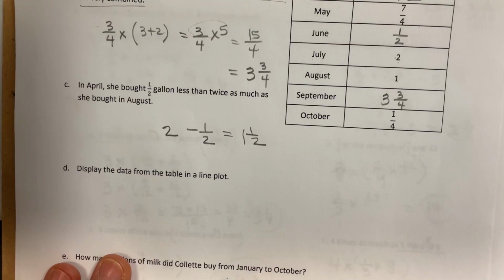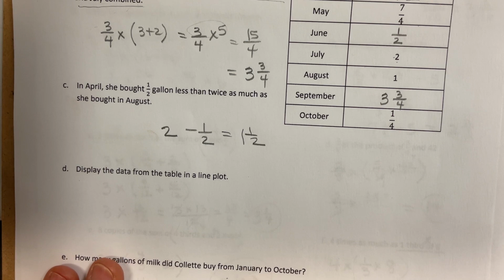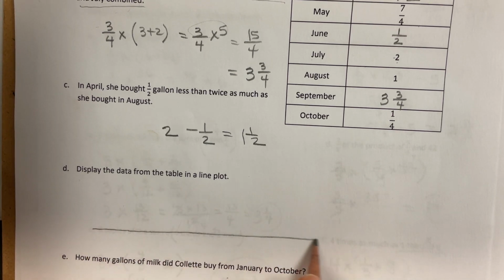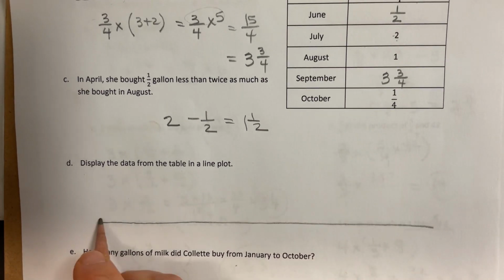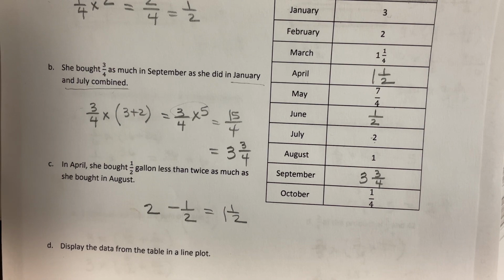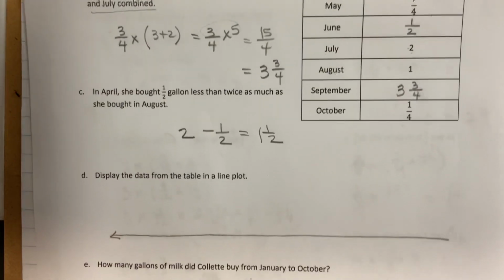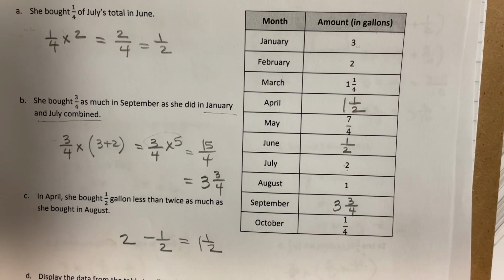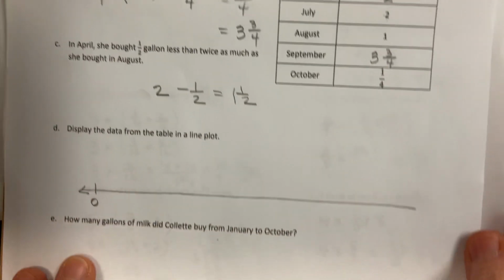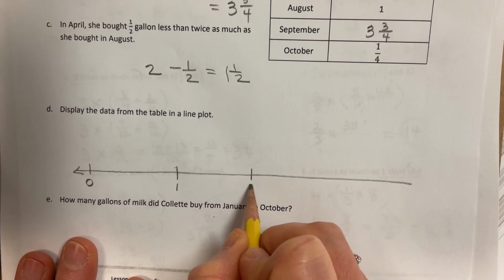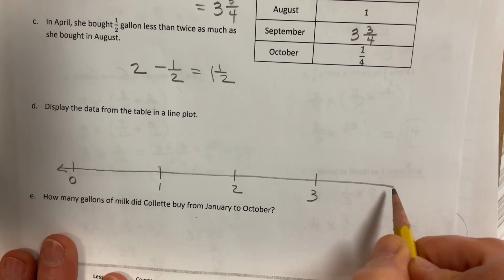Notice the next one says display the data from the table in a line plot. Okay, so a line plot, I'm going to draw a number line. And then I look at my numbers and decide where to start and stop my line plot with. So I'll start with 0. And notice my highest number on there is 3 3/4. So I'm going to do my number line up to 4. So let's say 1, 2, 3, 4.